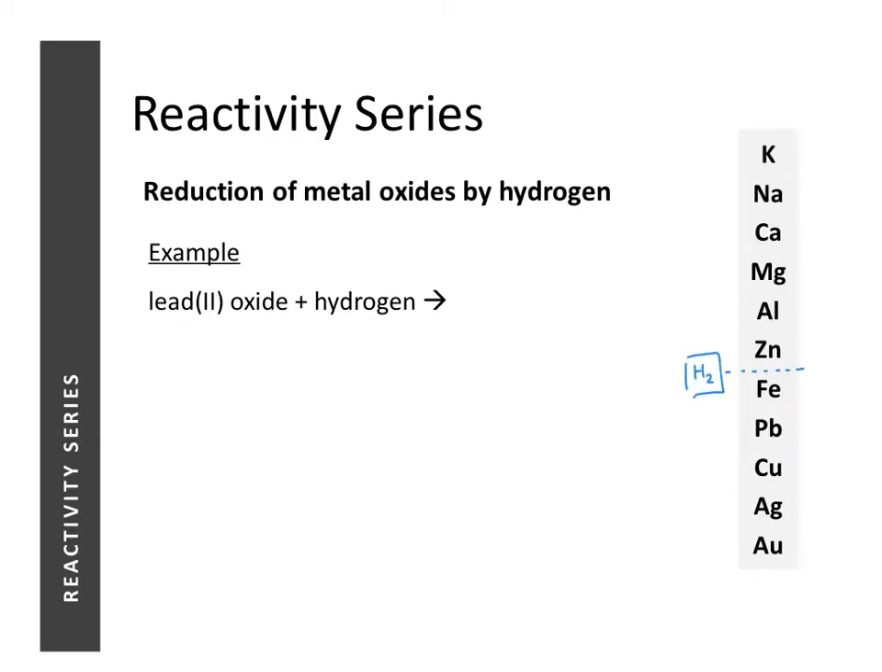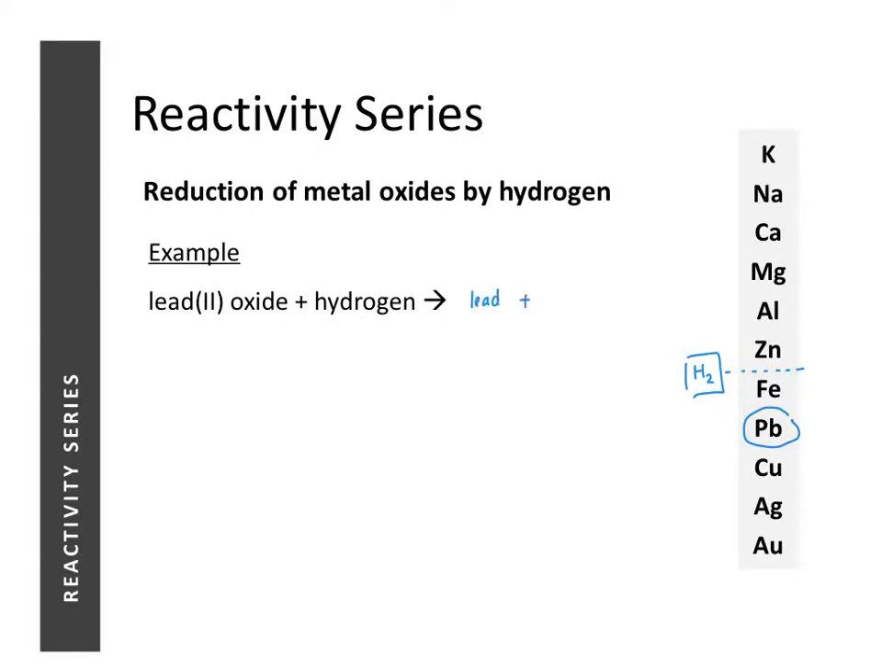So what happens when we try to react lead-2 oxide with hydrogen? Will a reaction happen? So let us check the metal involved. The metal involved is lead, and we find that lead is below the H2 marker. So what it means is that the oxide of lead, or lead-2 oxide, can react with hydrogen gas, and on reacting with hydrogen gas it forms back the metal.